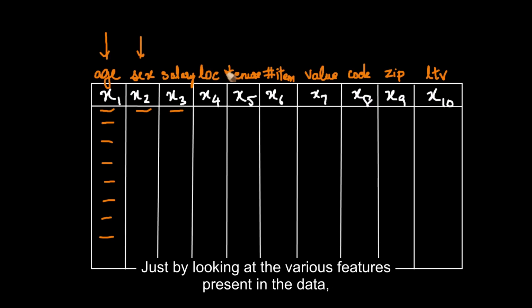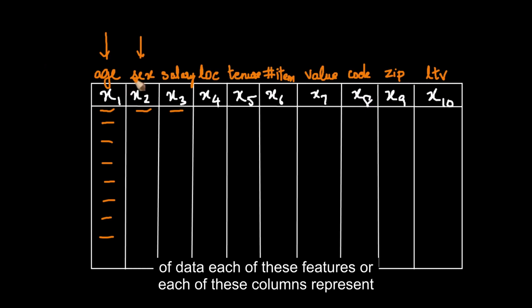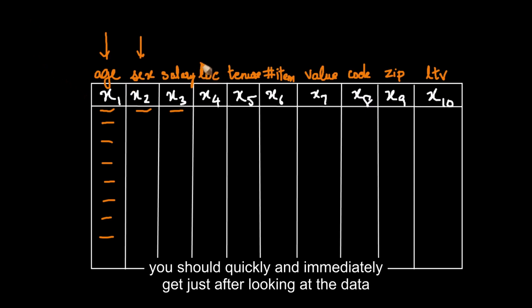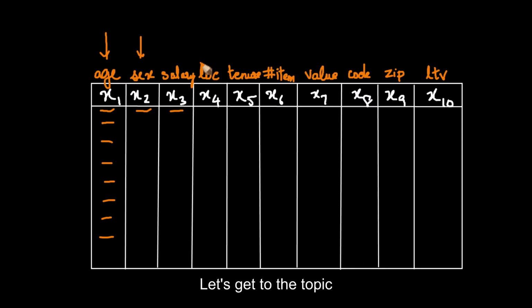Just by looking at the various features present in the data, you should be able to quickly make an intuition of what type of data each of these features or columns represents. That understanding you should get immediately after looking at the data. That's the whole goal of this particular lesson. Let's get to the topic.